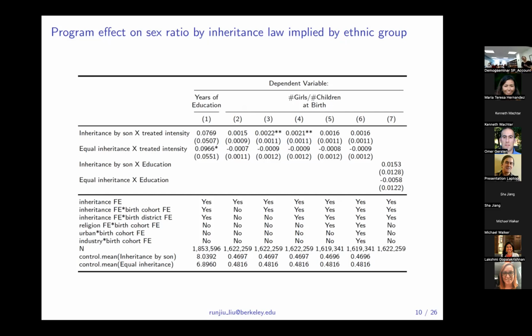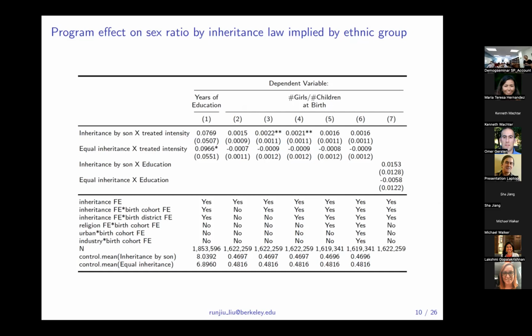The first column shows the program has a similar effect on increasing years of education for these two ethnic groups. From column number 2 to column number 4, we gradually added some fixed effects. So column number 4 is the preferred identification. If we interpret the coefficient seriously, that means for the equal inheritance group, there's a negligible effect of the education program on the sex ratio.